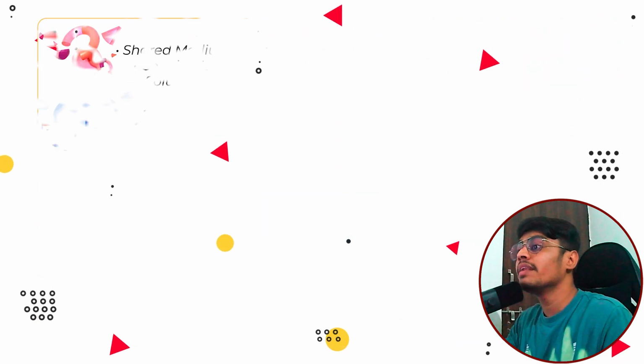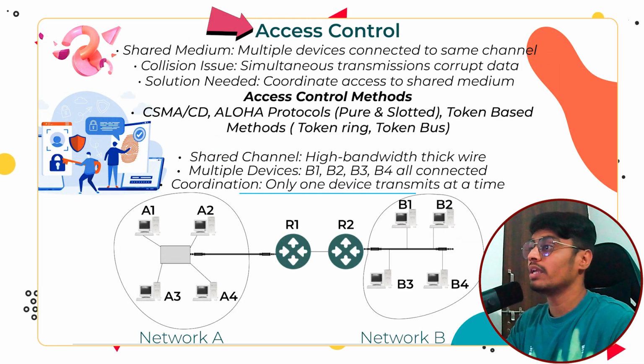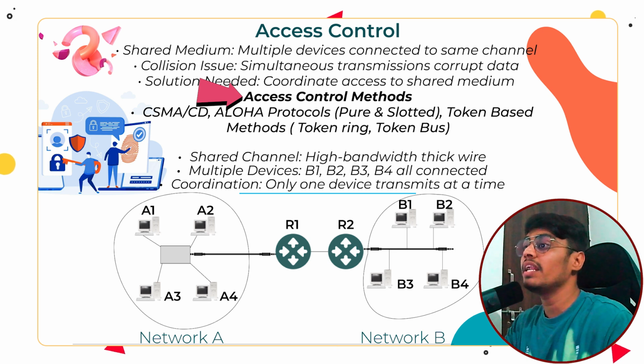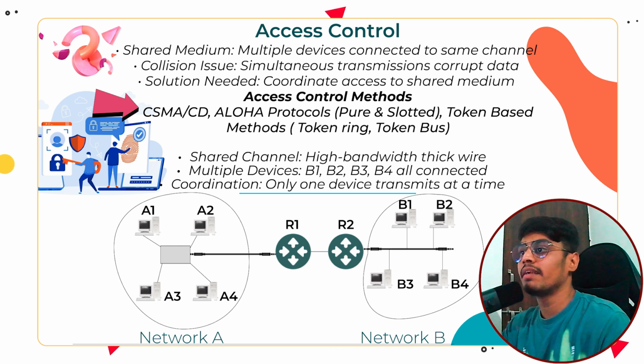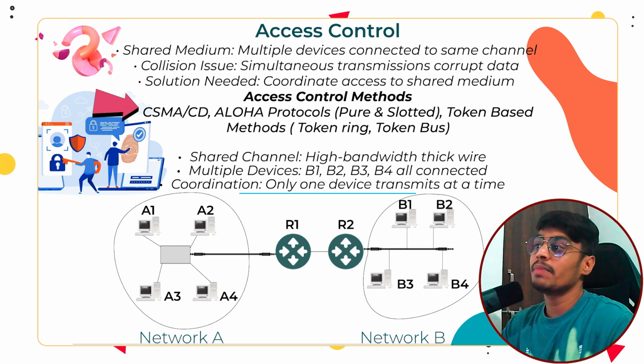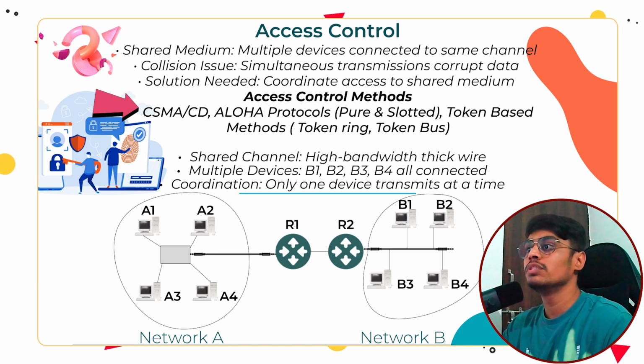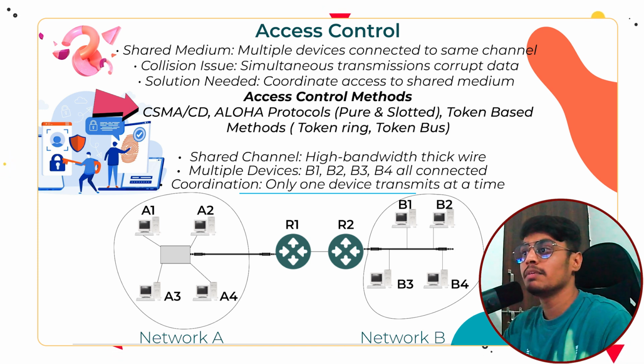Now the next functionality is access control. In access control, we use several important methods. The most important method is CSMA/CD, carrier sense multiple access with collision detection. We commonly call this Ethernet. Or we use different methods like ALOHA. In ALOHA, we use pure ALOHA and slotted ALOHA. We also use token ring or token bus methods. All of these fall under access control.